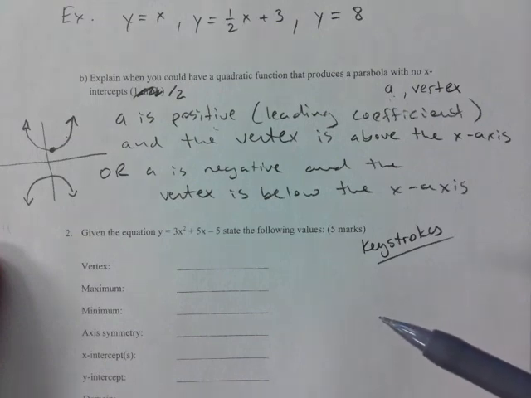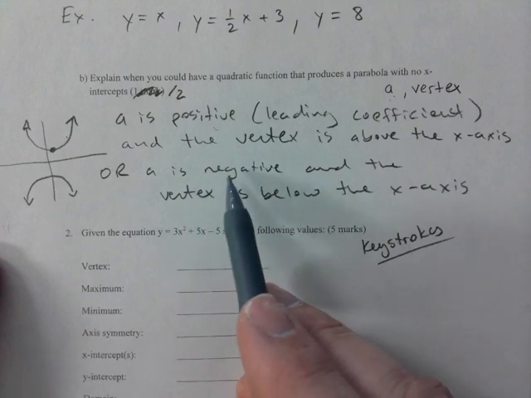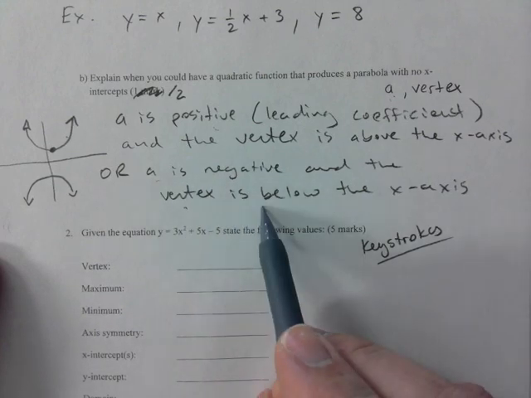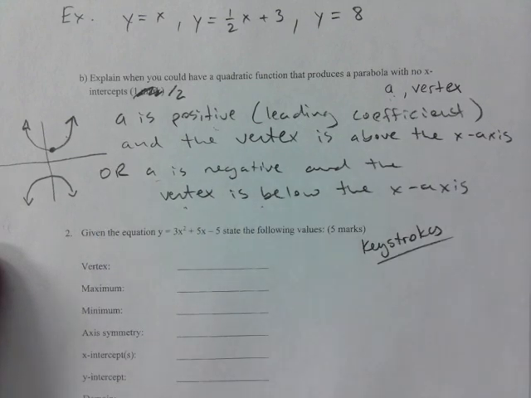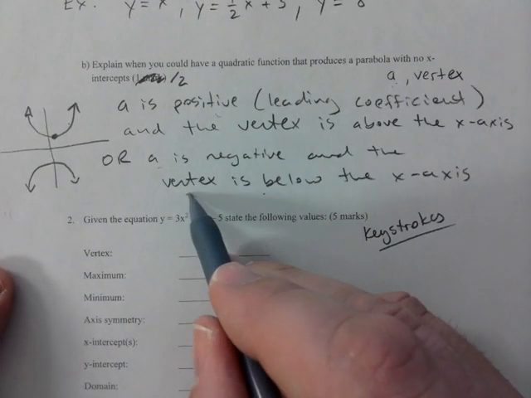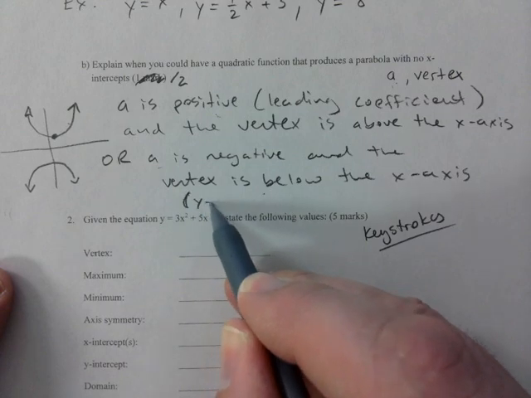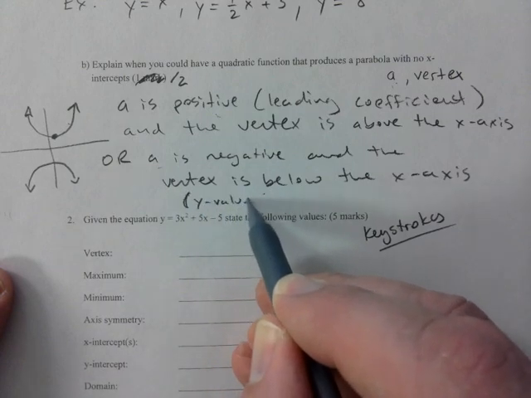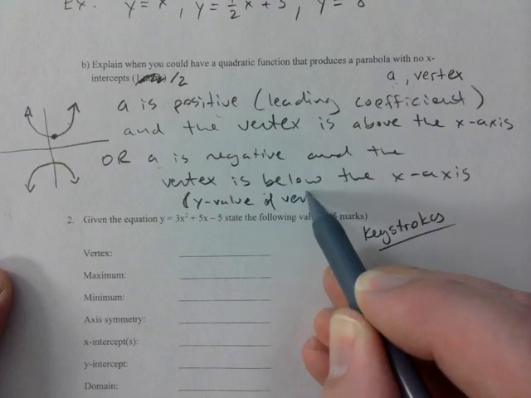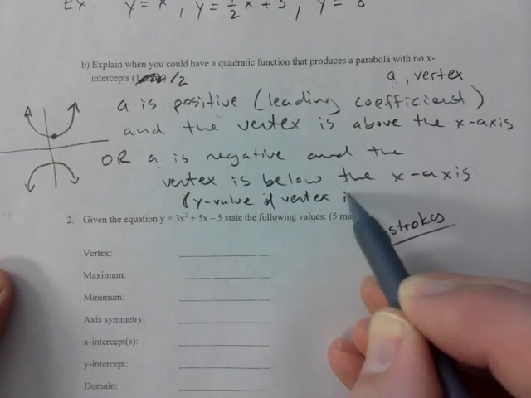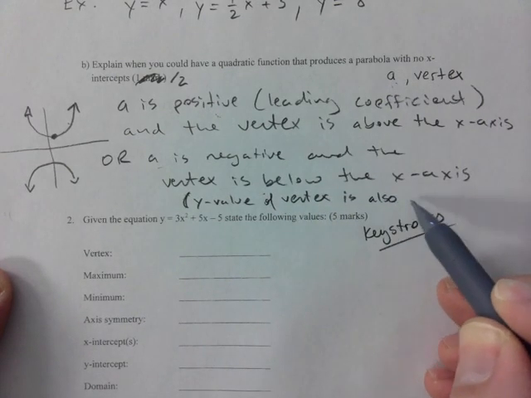And one thing that I don't want you to say is that the vertex is negative. Sometimes students say A is negative and the vertex is negative, but the vertex can't be negative because it's a pair, it's a coordinate, right? The y value of the vertex, sure, okay? So keep that in mind. Maybe I'll say that here just to clarify. The y value of vertex is also negative.